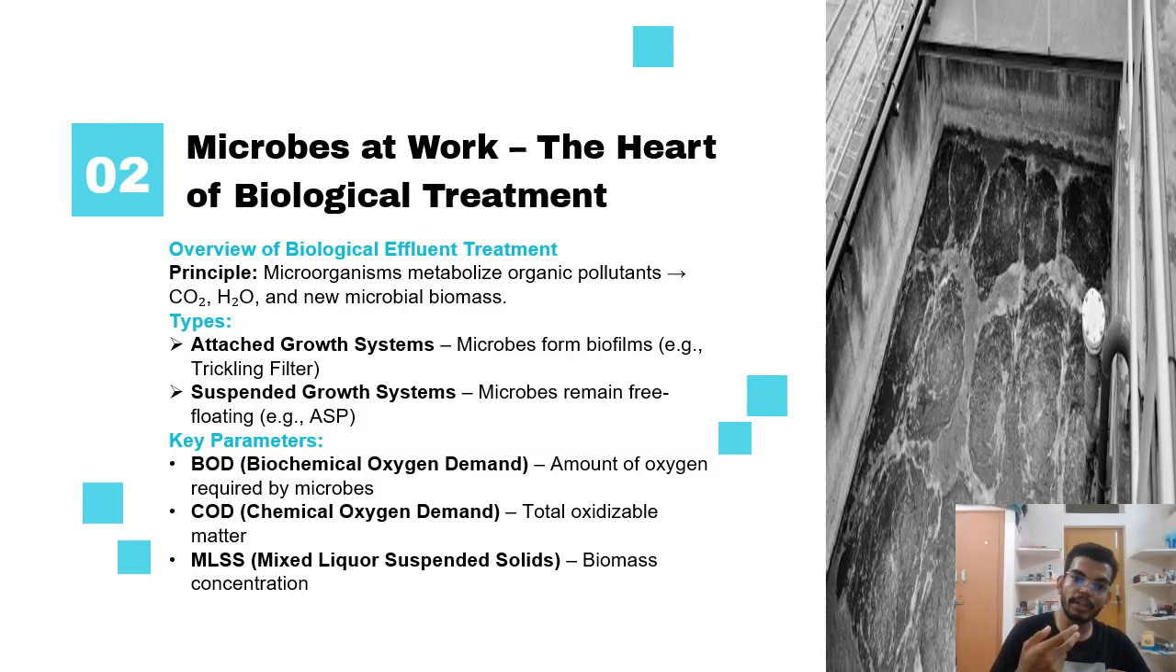The microbes usually grow in two types, that is the attached growth systems or suspended growth systems. Attached growth systems, as we all know, form one layer on the other, thereby leading to the formation of a biofilm, which is usually observed in the trickling filter method. Whereas in suspended growth systems, the microbes remain free floating, that is in the planktonic condition. This is usually observed in the activated sludge process.